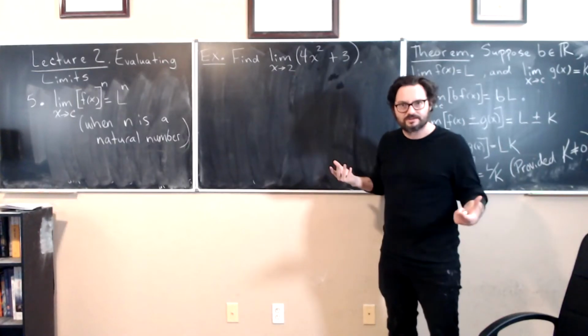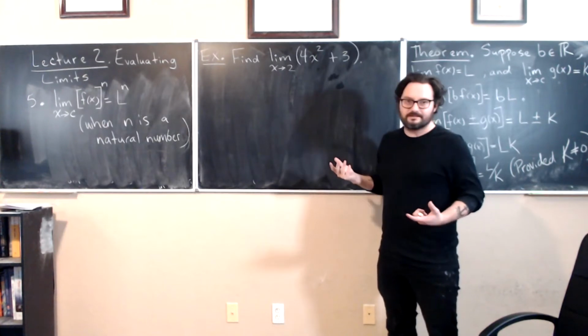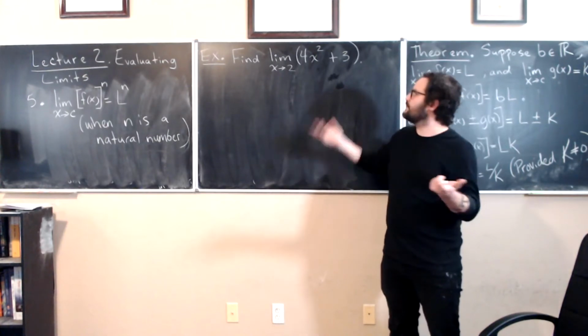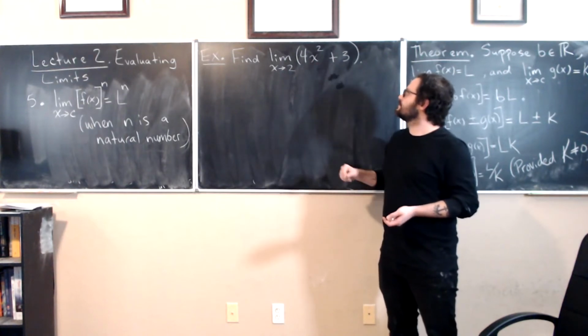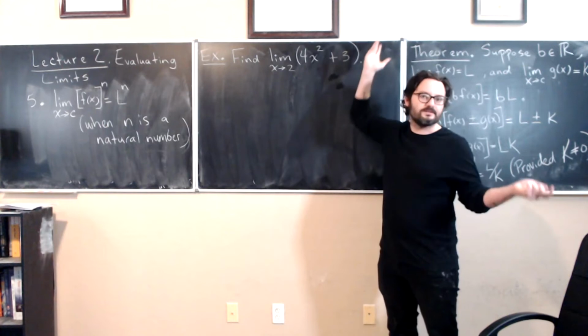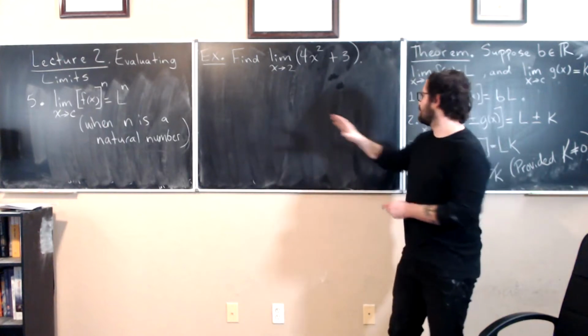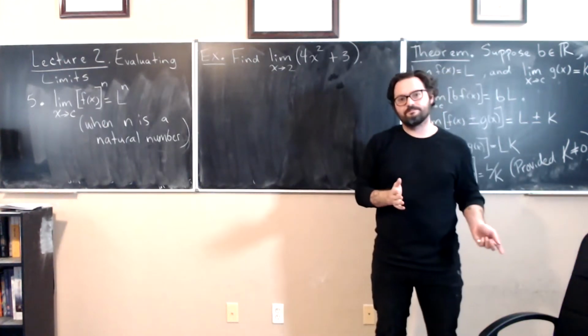Because what else could possibly happen? I don't see a problem happening. So what would that be? 2 squared is 4, 4 times 4 is 16, plus 3 is 19. So my guess before applying any of these rules is 19.